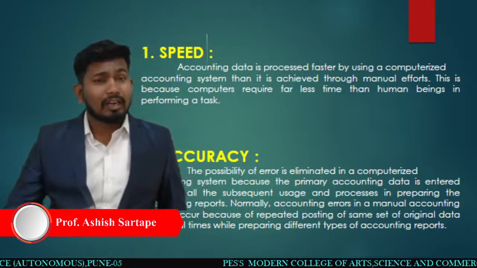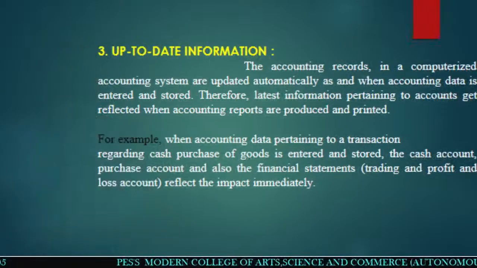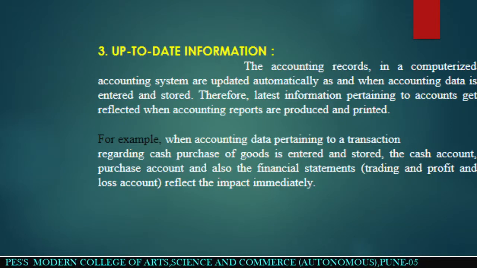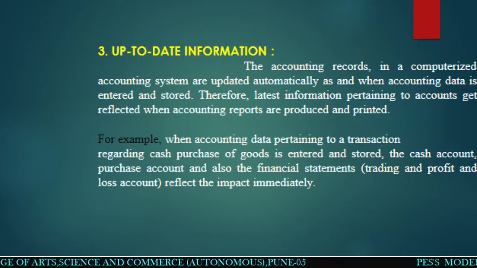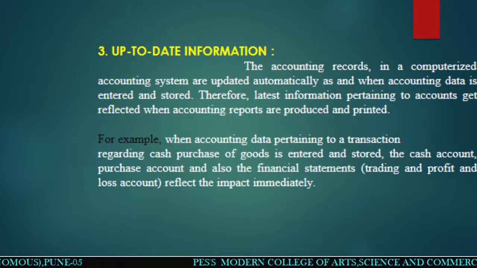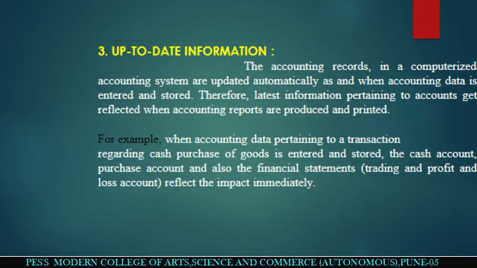Then the third one is the up-to-date information. Computerized accounting system records all the transactions up to date. The accounting records in a computerized accounting system are updated automatically as and when accounting data is entered and stored in the computerized accounting system. Therefore, the latest information pertaining to accounts gets reflected when accounting reports are produced and printed.